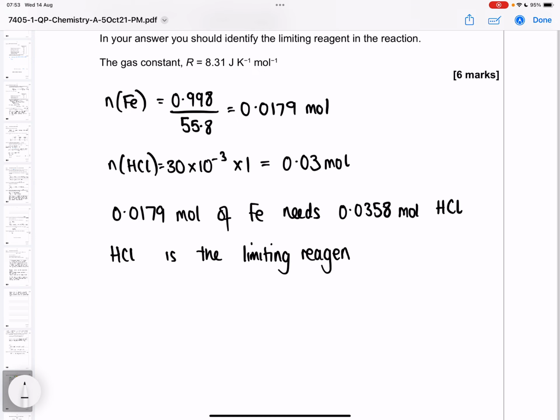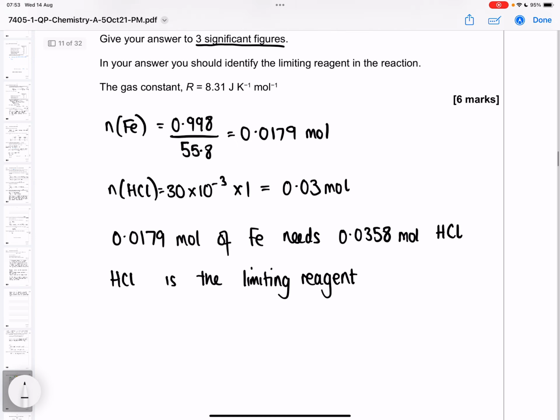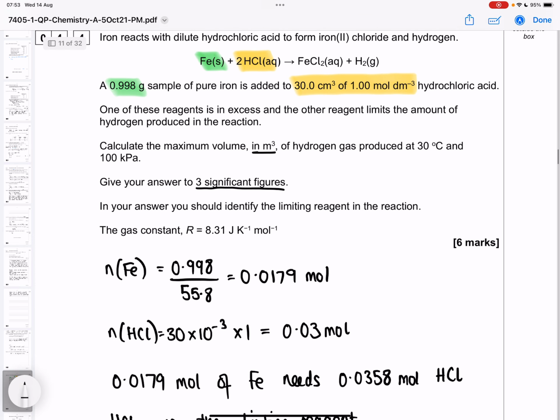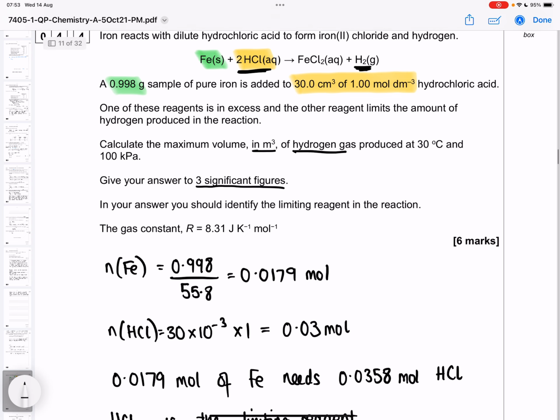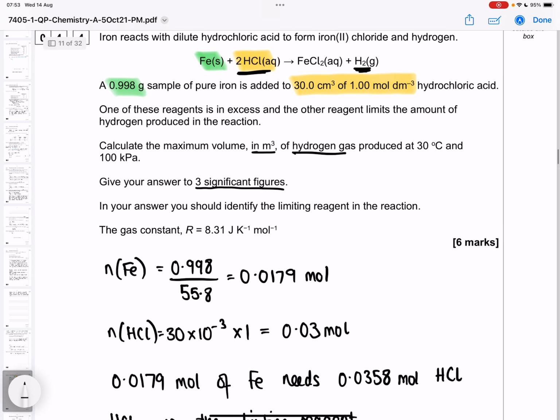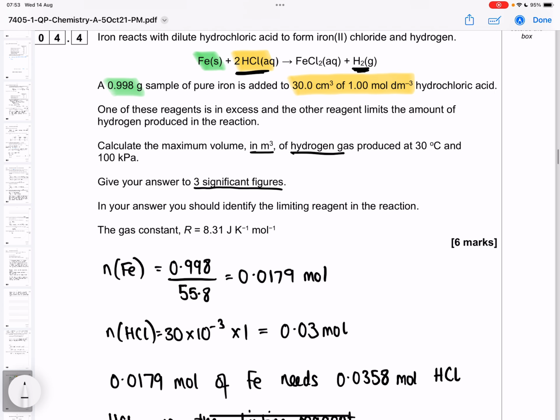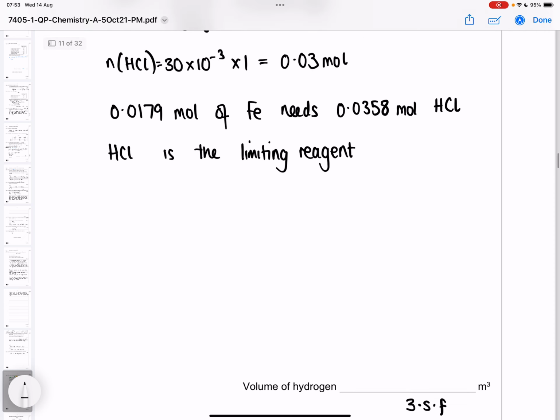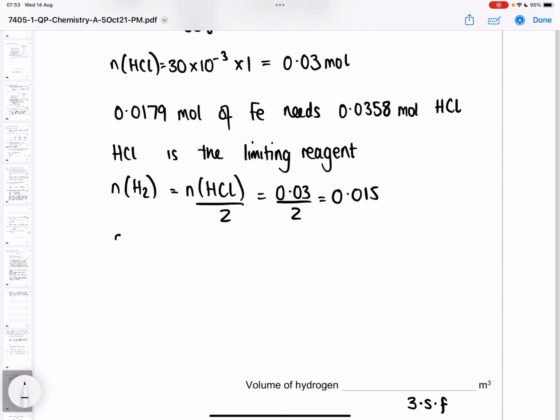We haven't got enough HCl to use all the iron. What that means is that the moles of H2 hydrogen produced will be, and it's because it's PV equals nRT and we want the volume of hydrogen, we need to link the moles of the limiting reagent to the moles of the gas. So the number of moles of hydrogen equals the number of moles of HCl over 2, because it's a 2 to 1 ratio. So that would be 0.03 divided by 2, 0.015. And then if PV equals nRT, V equals nRT over P.